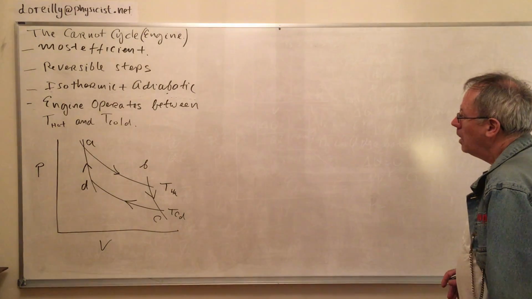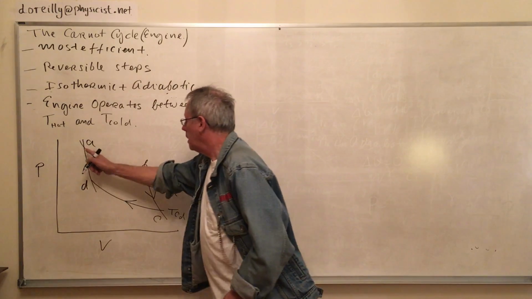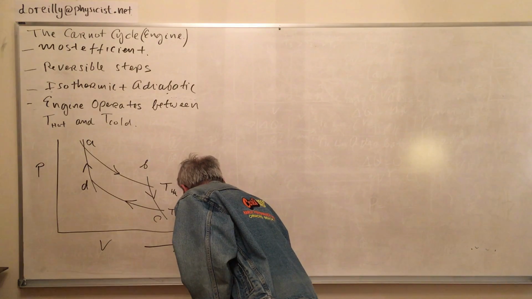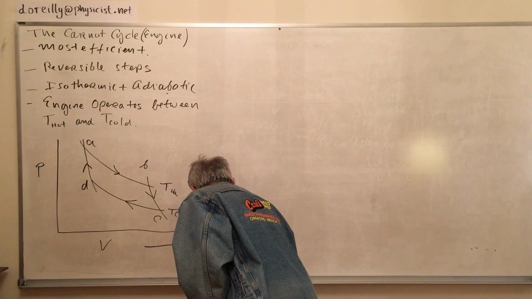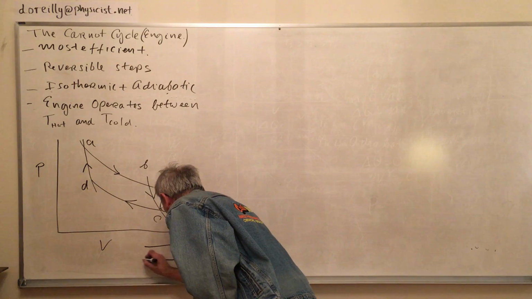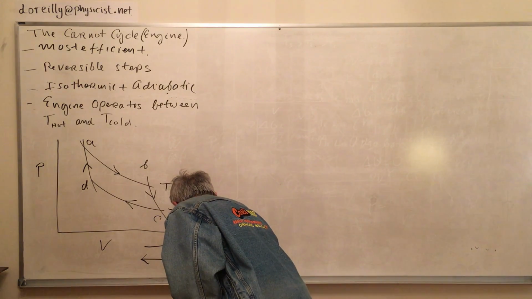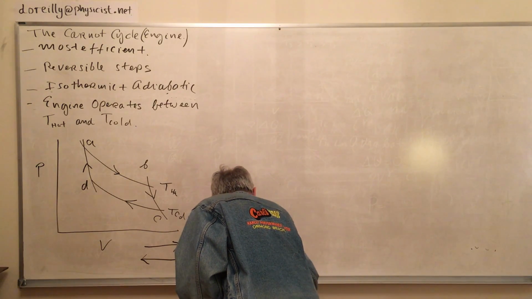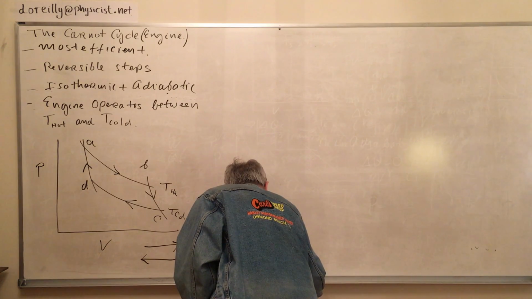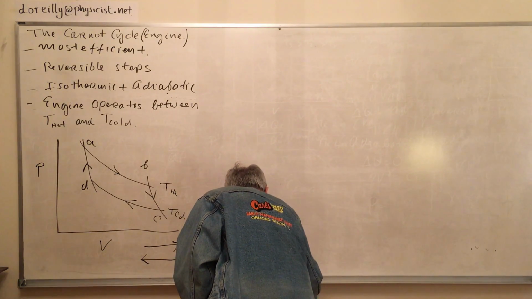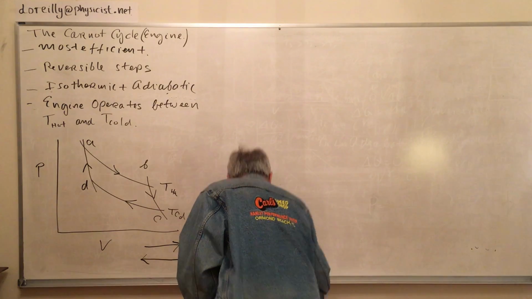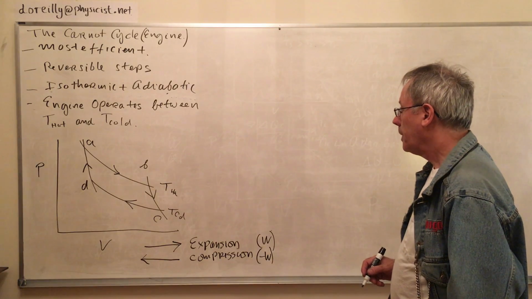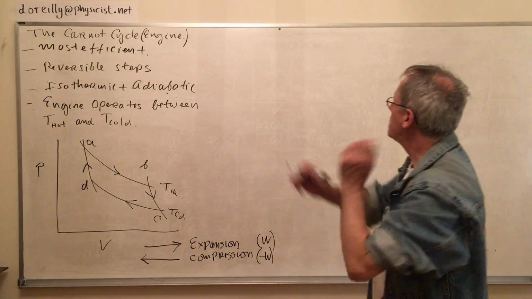All right, so here we go. Let's look at the different processes. Now, this direction is expansion. And this direction is compression. So whatever W you have, work done in that direction, it's going to be the negative going in this direction. All right? So here are the steps.